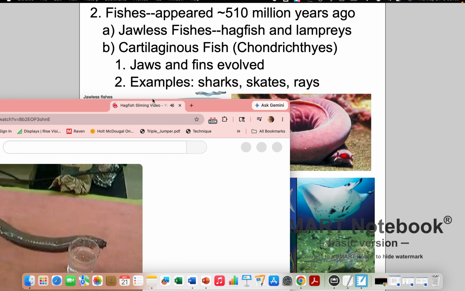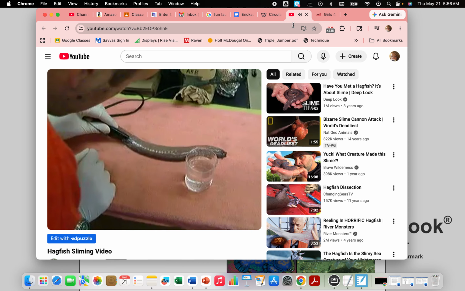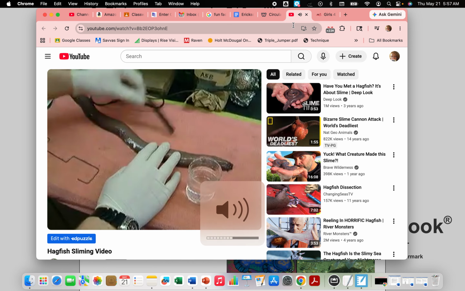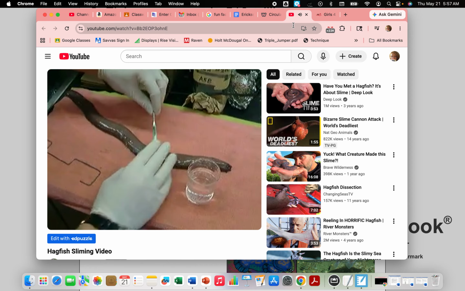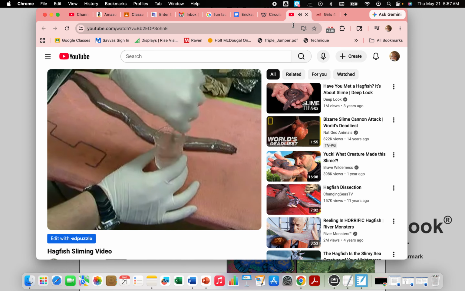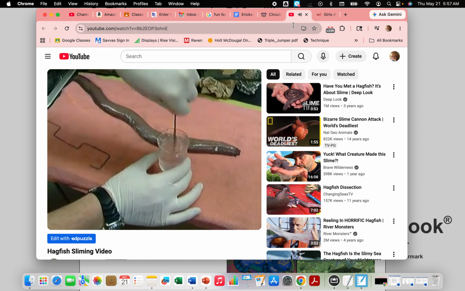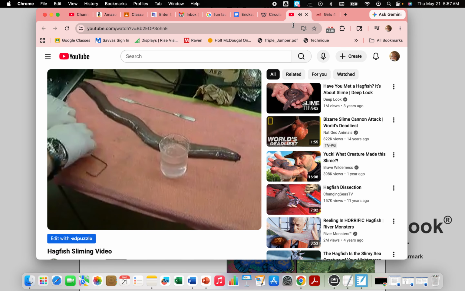Now it's recording. We have 180 seconds. So hagfish hang out on the bottom of the ocean floor, and they eat dead things, but they secrete a slime when they feel threatened or if an animal tries to eat them. So he just took a small amount of the slime and mixed it with the water.